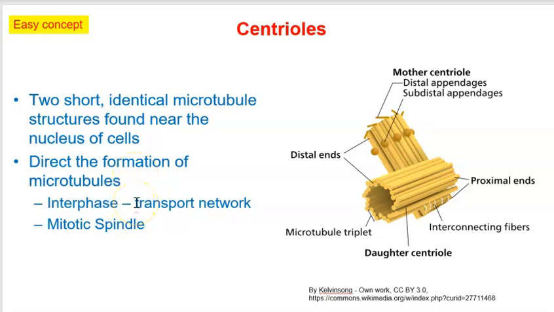During interphase, the microtubules make up a transport network, as I was talking about before, and then during mitosis, they form what is called the mitotic spindle, which is what is going to pull the replicated chromosomes towards either pole of the dividing cell, ensuring that each new cell gets 1 copy of all of the original chromosomes.